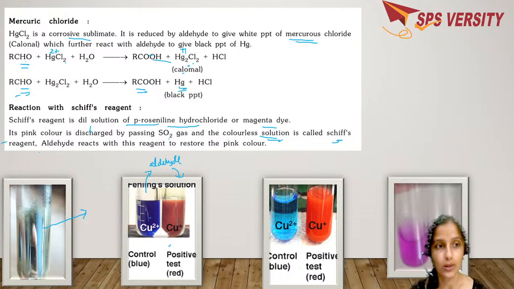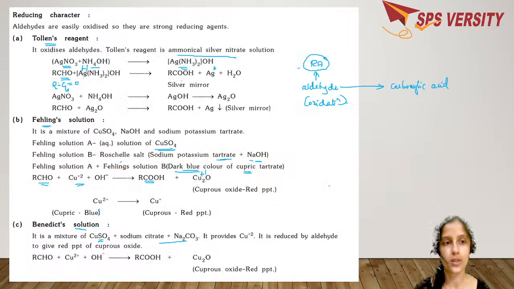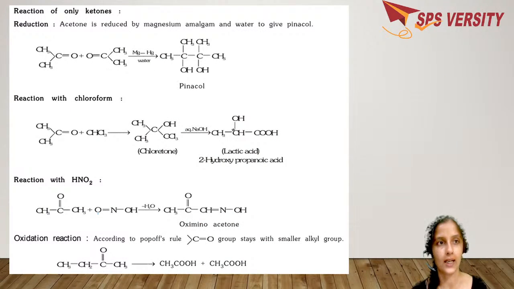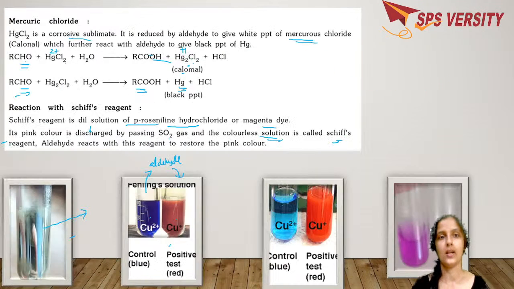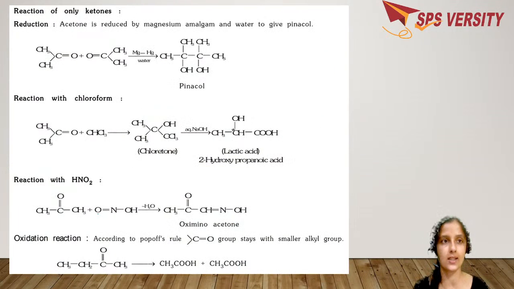Now this solution was pink in color when it was rosaniline hydrochloride. You pass SO2, it becomes colorless. Again you add aldehyde so that the pink color is restored. This reaction can be seen for aldehyde. So the aldehyde can restore the pink color of the solution. So these are the positive tests which you can carry out in the laboratory for the presence of aldehyde, where aldehyde acts as a reducing agent and gets oxidized to carboxylic acid.